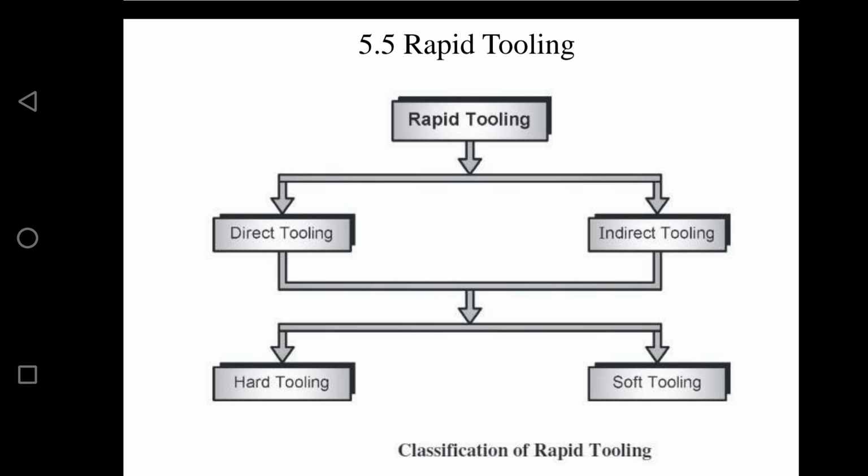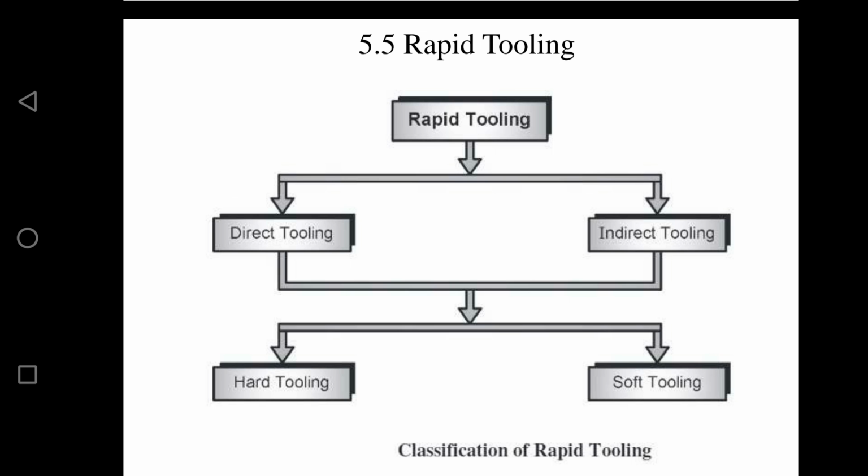Secondly, based on the type of material used, rapid tooling is classified into two categories. One is hard tooling and one more is soft tooling. Basically, it is direct tooling and indirect tooling. Based on the material used, we have two different types of tooling processes. One is hard tooling and soft tooling.